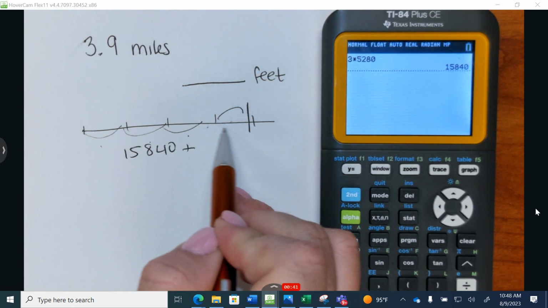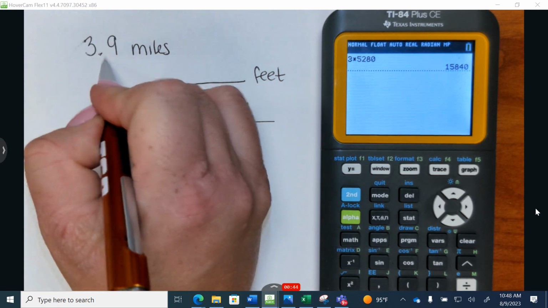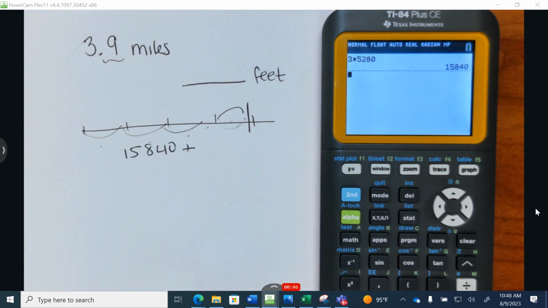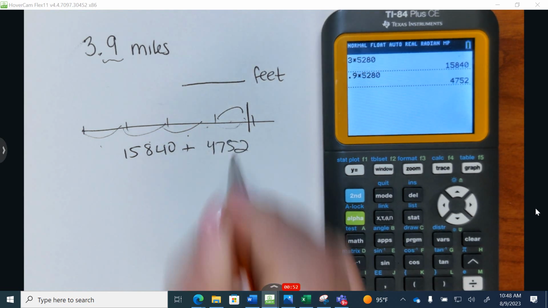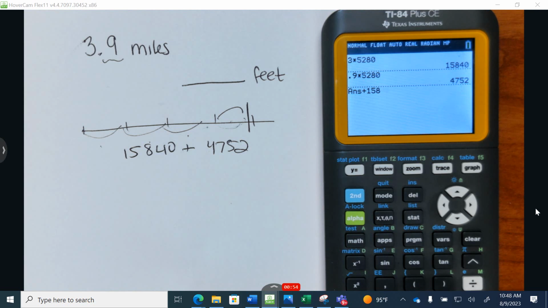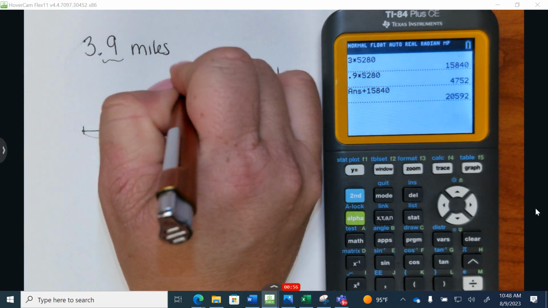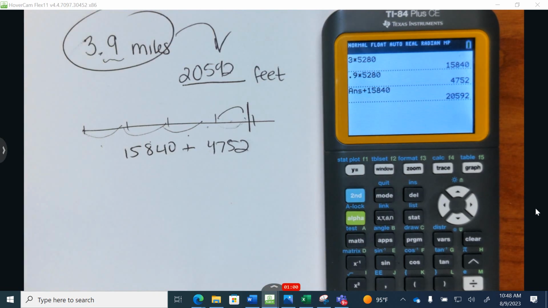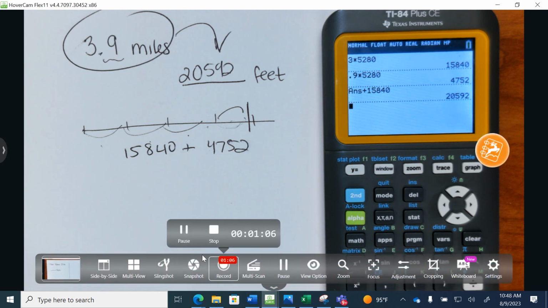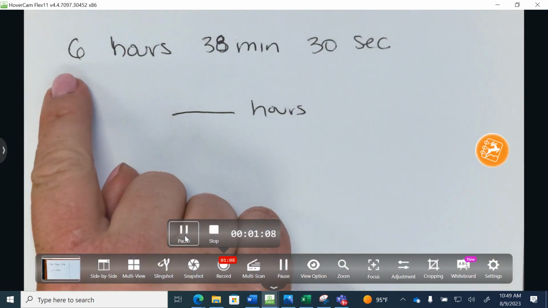Now this is just part of a full mile. What part? It's 0.9 or 90%. So I'm going to type in 0.9 of 1 mile, and to this I'm going to add 4,752. Now when I combine those, I come up with a total number of feet. So this measurement is equivalent to 20,592 feet. This is in standard form.